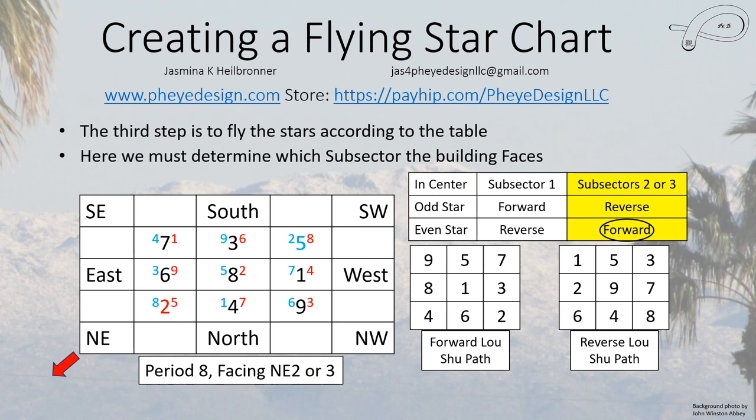Let's do it for the other one. So now we have, again, it's the base star, 8 is even, we are in subsector 2 or 3, so we have to fly both of the numbers in the forward direction. So it's 2, 3, 4, 5, 6, 7, 8, 9, 1, back to 2. 5, 6, 7, 8, 9, 1, 2, 3, 4, back to 5. So this is it. This is the chart.